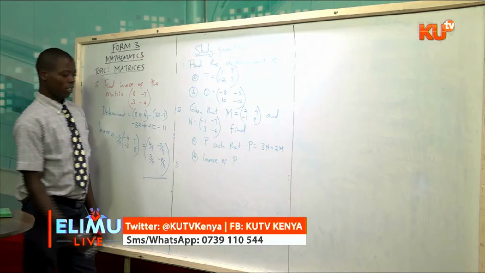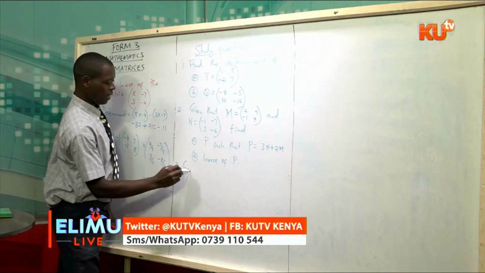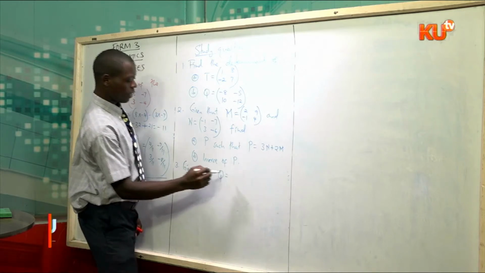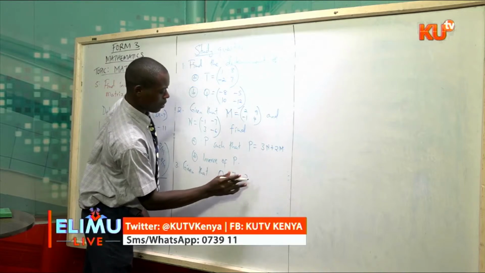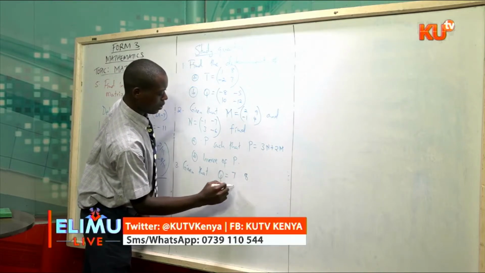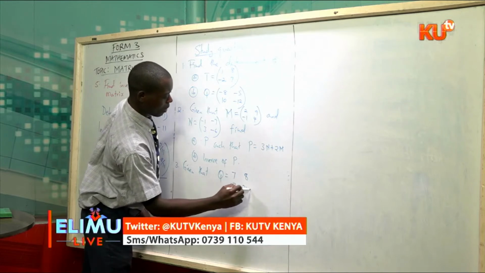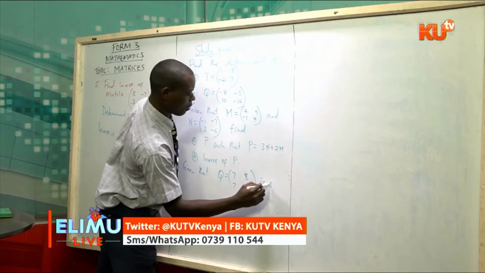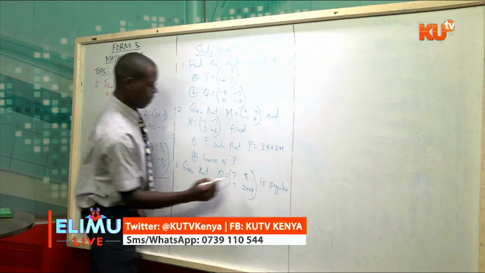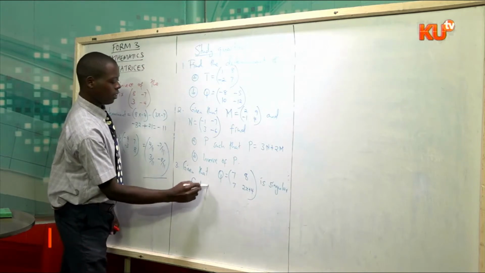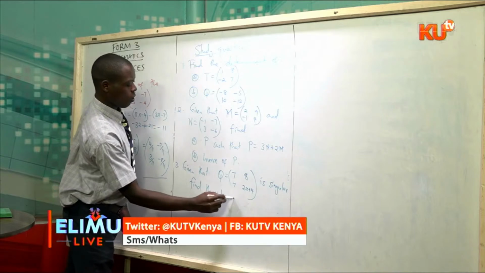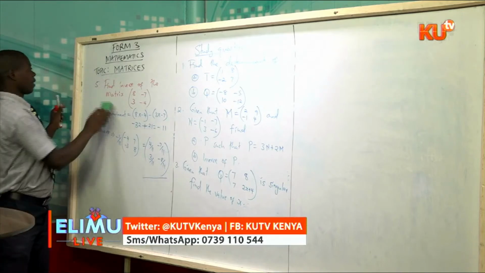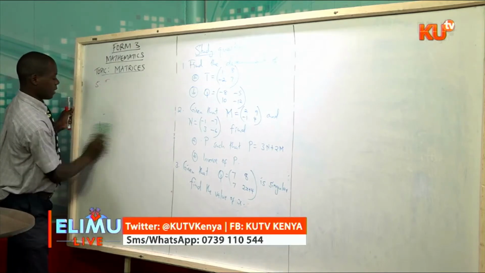And number 3, students, this will be your work again. You are told, given that Q is a matrix 7, 7, 8, 7, 2x plus 4. Given that the matrix here is singular, find the value of x.